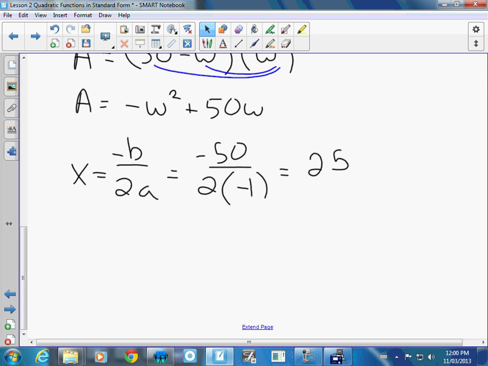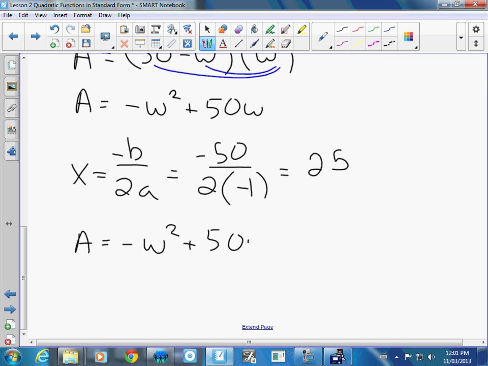Now, that's the x value of the vertex. How do we find the y value of the vertex? Take it and plug it in. So area equals negative w squared plus 50w. There's the original equation. Wherever I see a w, what am I replacing it with? 25. Area equals negative 25 squared plus 50 times 25.